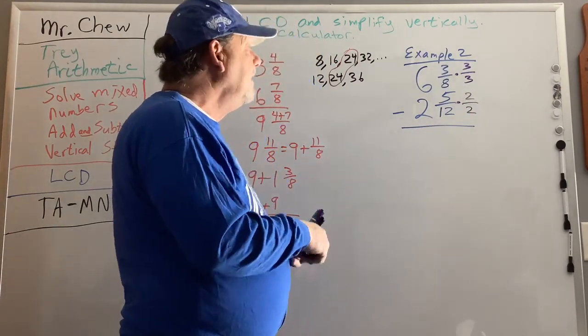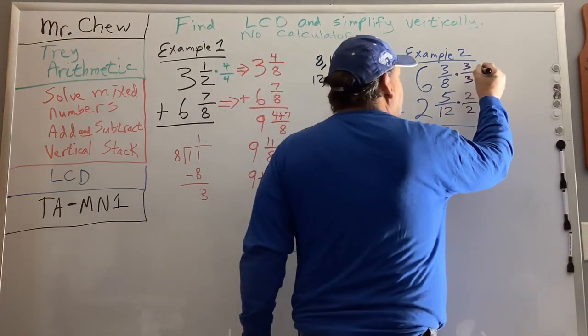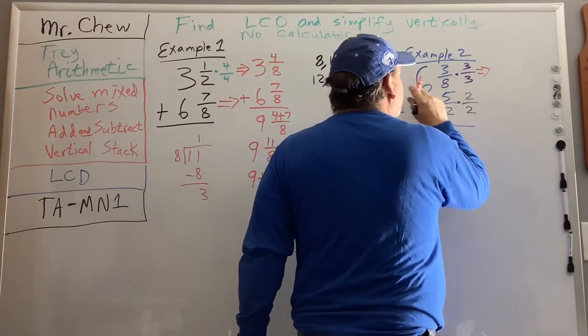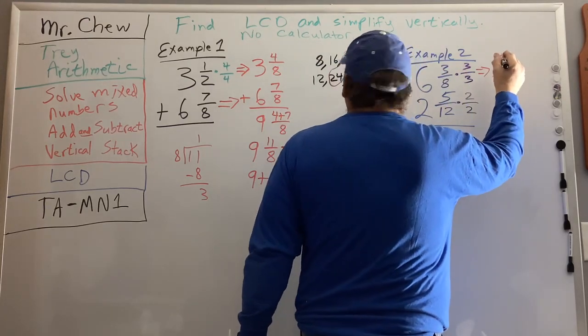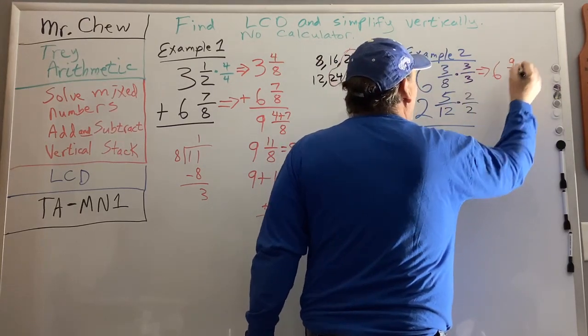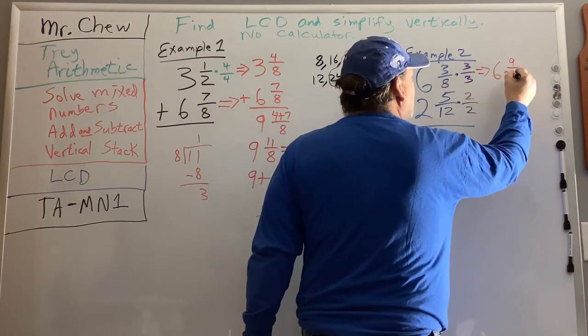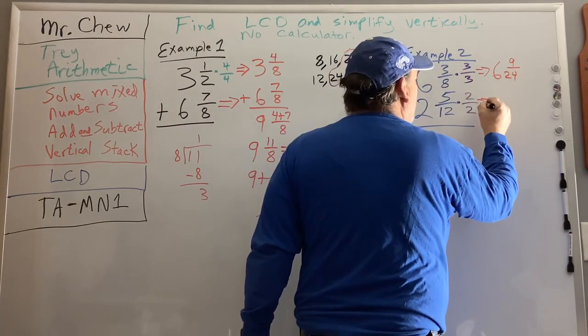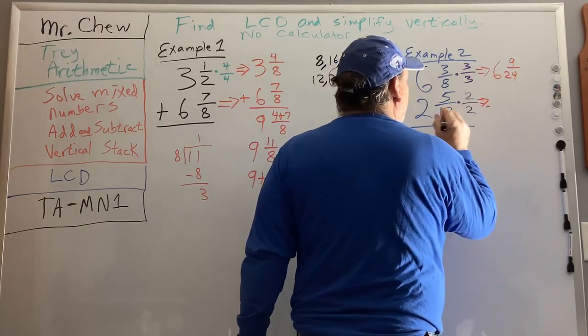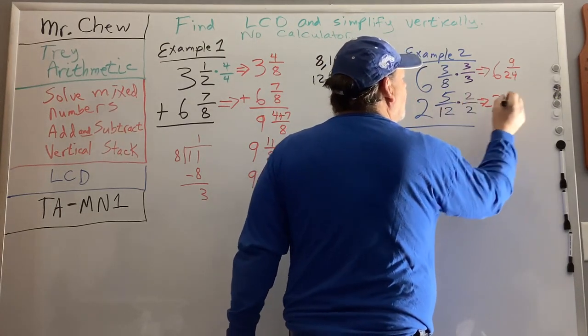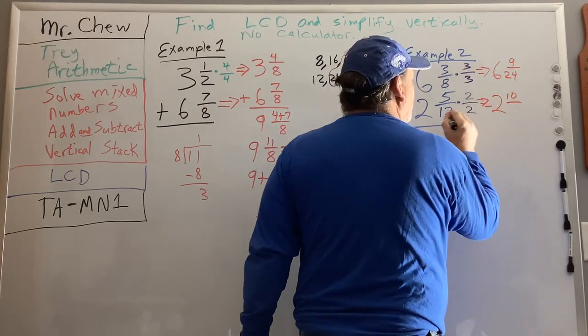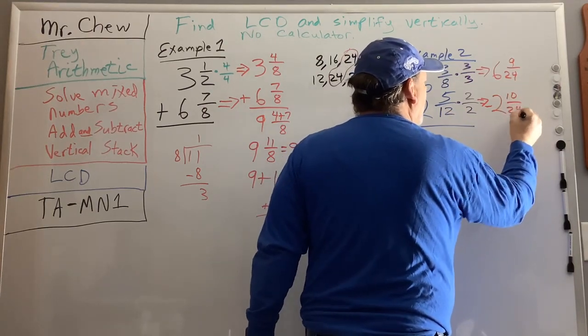All right, so now we're just going to rewrite this as 6 and 3 times 3, which is 9, over 8 times 3, which is 24. And this is minus 2, and 5 times 2 is 10. 12 times 2 is 24.